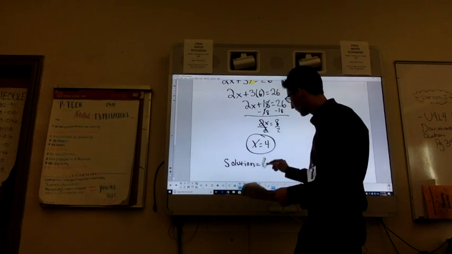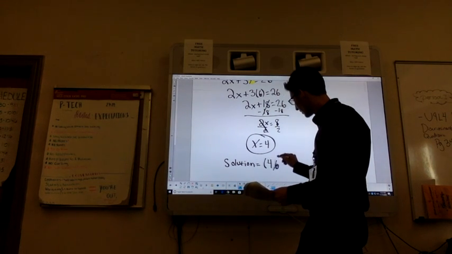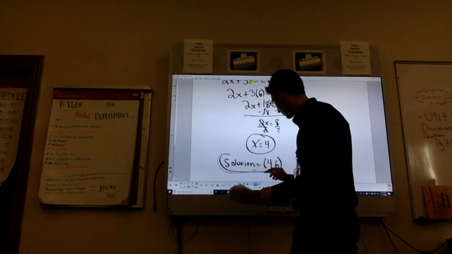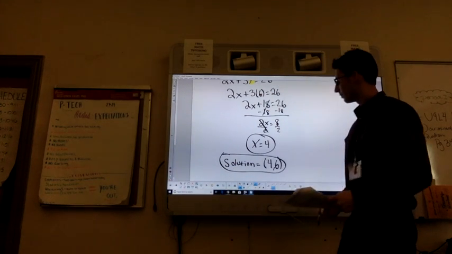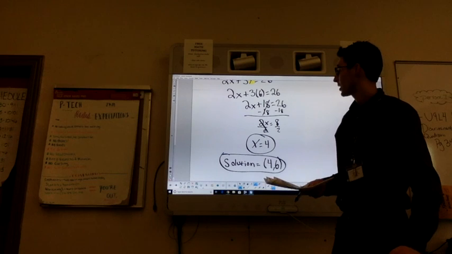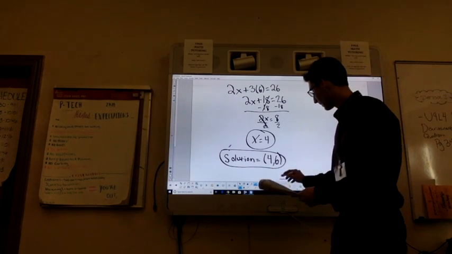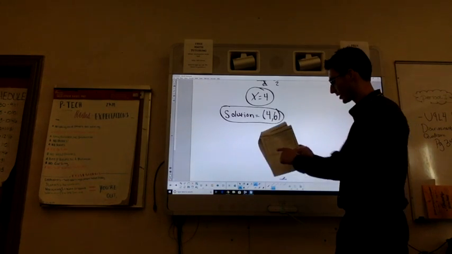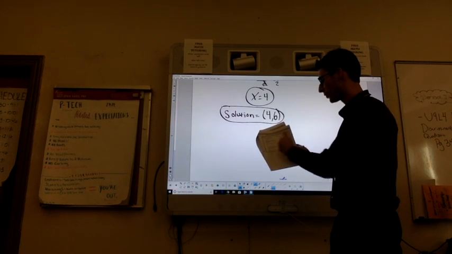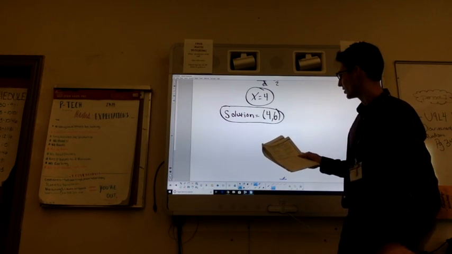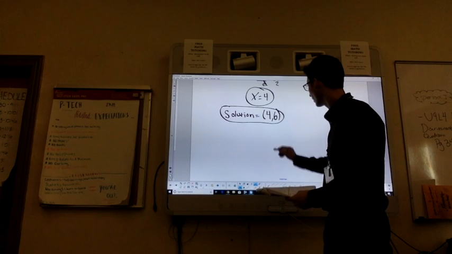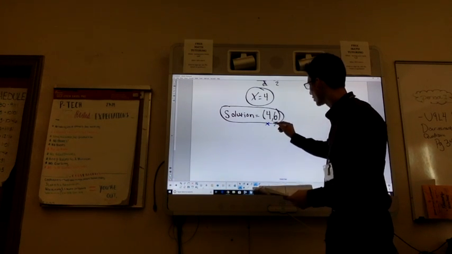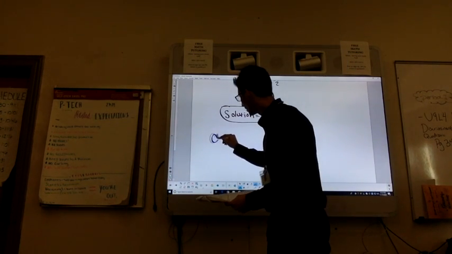The solution is 4, 6. My last step, I need to check it. I always got to have my check. So for number 6 on the steps, it says to check both solutions in each equation. So here's my solution, x, y. I got to check it into both equations.